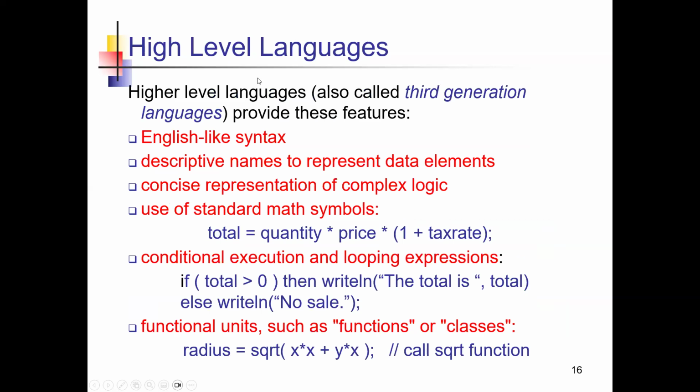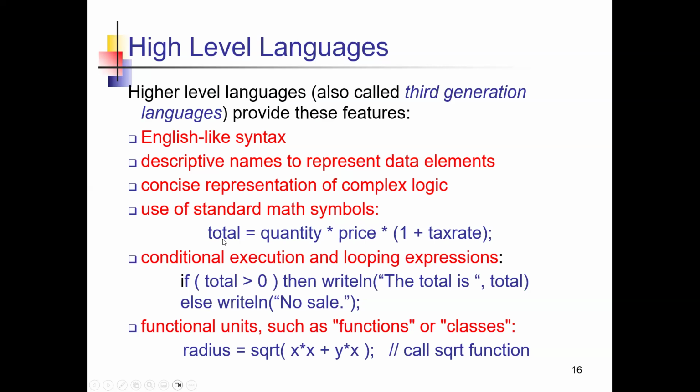Next, we have the higher level language. This is where it gets easier for us to write code, normally called the third generation language, because of its English-like syntax. Also, descriptive names to represent data elements. Maybe I want to store data in a variable and the data is salary. I can name the variable salary in English. Also, concise representation of complex logic, and also use of standard mathematics symbols.